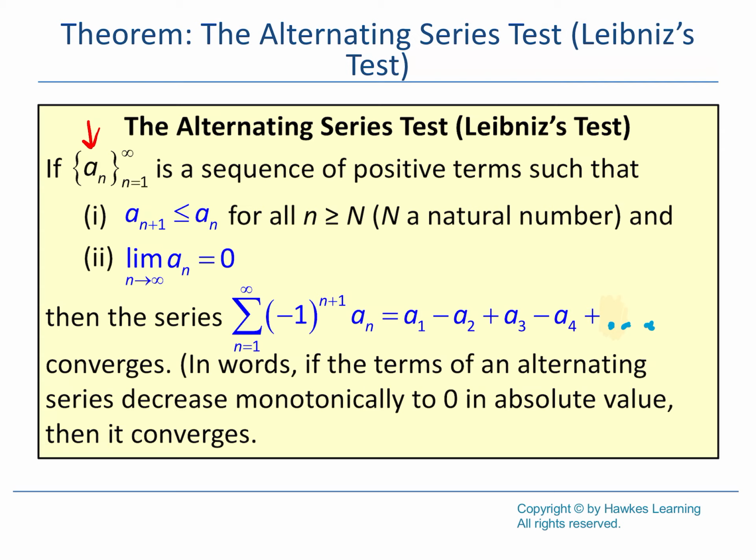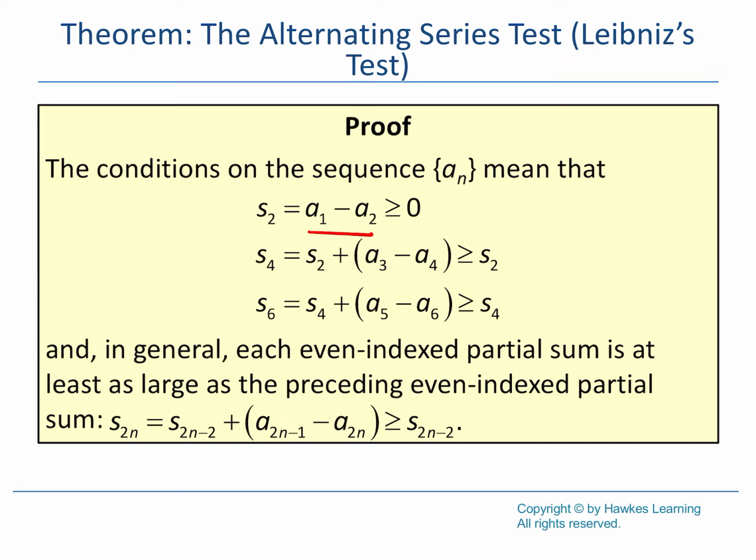We can quickly look at why that occurs. I guess first it's important to make a note that remember that we're really concerned with the tail end behavior of series. And so if this is true for all n past some given n, the result's still true. We're only concerned about the tail end behavior. The proof for this relies on looking at the sequence of partial sums, but specifically the partial sums with an even index. And so we're always taking these differences between terms that are next to each other, where one of them is positive and the other one is negative.